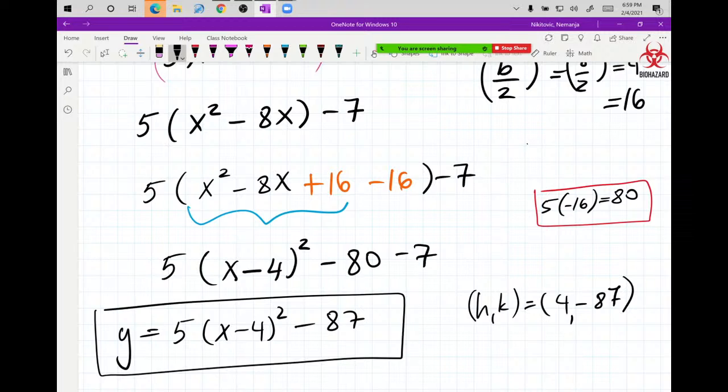Because a is bigger than 0, it will open up. So we also know it's a minimum, because a is 5, which is bigger than 0. It's the reason why it opens up. And when the parabola opens up, it has the minimum on the bottom. So, woohoo.